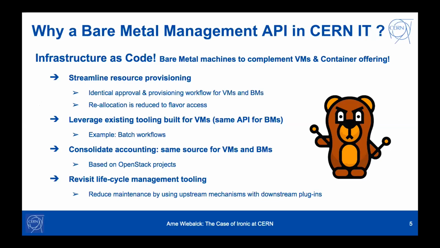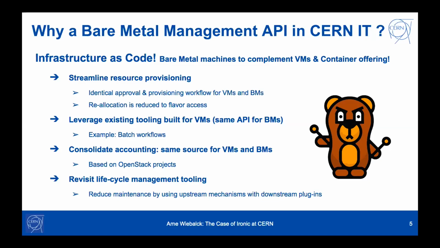Since we run OpenStack since quite a while, several groups have built tooling for VMs and use the API in order to create or delete virtual machines. One example is our main user, which is the batch computing service. They can leverage this tool chain that they have built now also for bare metal nodes. Since Ironic provides the same APIs, or allows to use the same API for virtual machines as for bare metal nodes, they can basically transfer this machinery now to physical machines as well.